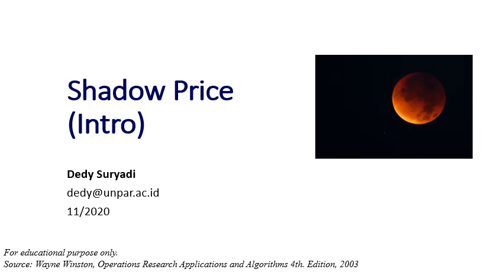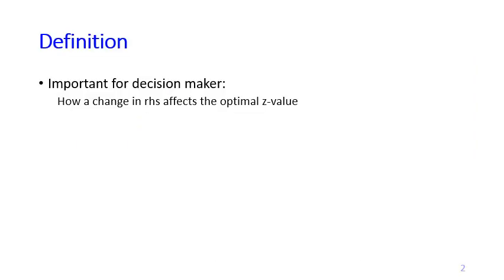In this video, let me introduce a new term that is called shadow price. Shadow price is really related to what we've seen in the last video. In the last video, we changed the right-hand side of a constraint and saw what value of the change in the right-hand side will keep our current solution optimal.